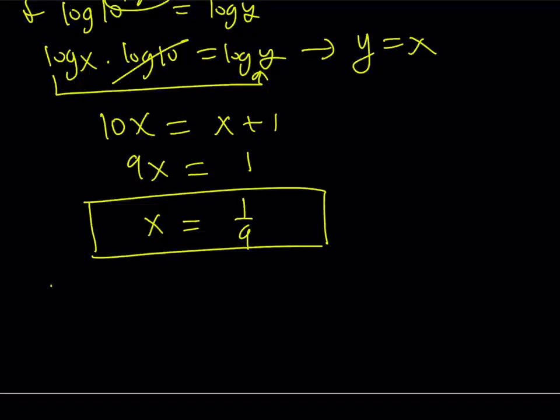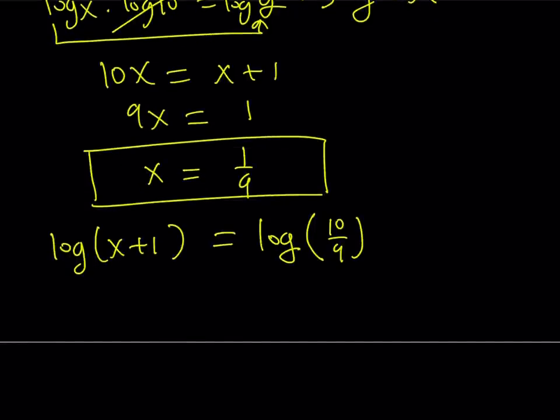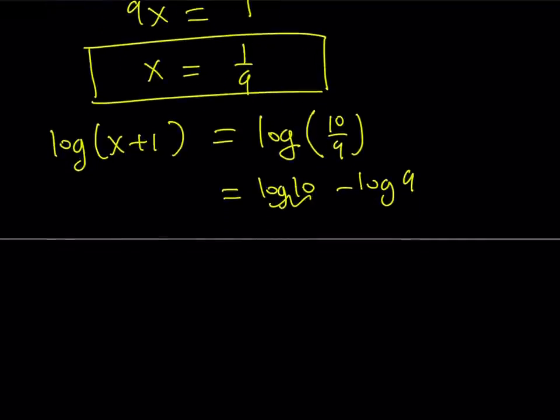So let's go back to the original problem. Log(x + 1) equals log x + 1. Let's replace x with 1/9 and see how that works. That's going to give me 10/9 inside the log. And what is log of 10/9? I can write it as log 10 minus log 9 using properties of logarithms. But log 10 is 1, so it's going to give me 1 minus log 9, right?